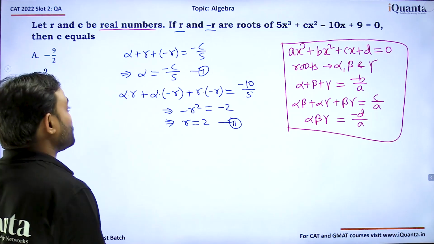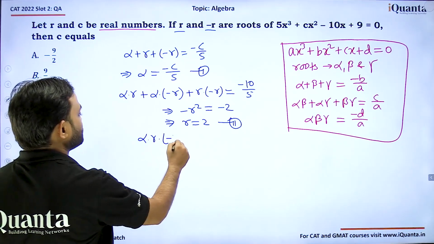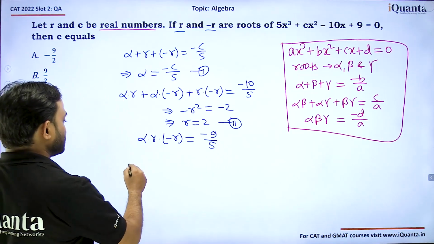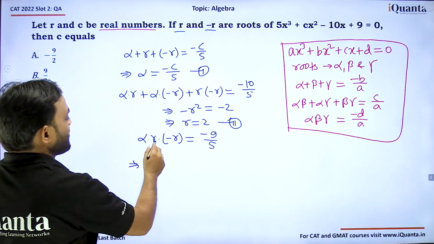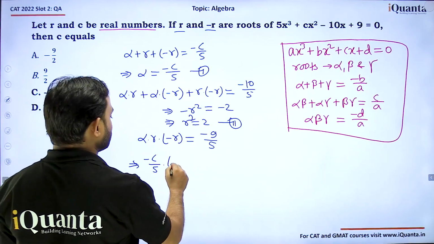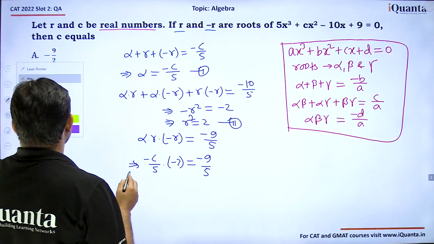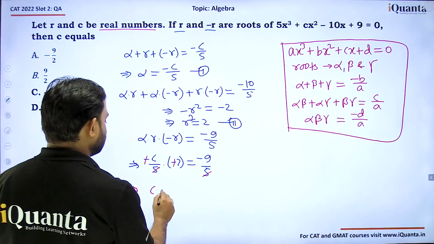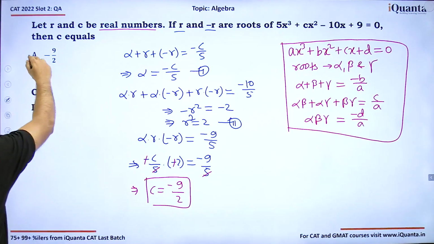And then third, if we take the product of all three, what we can say is alpha into r into minus r will be equal to minus 9 upon 5. So basically what we are getting, alpha is minus c by 5, and r square is equal to 2, so minus r square is equal to minus 2, and this is equal to minus 9 upon 5. 5 will be cancelled out, minus minus plus, so we get c is equal to minus 9 by 2. So our answer is option A.